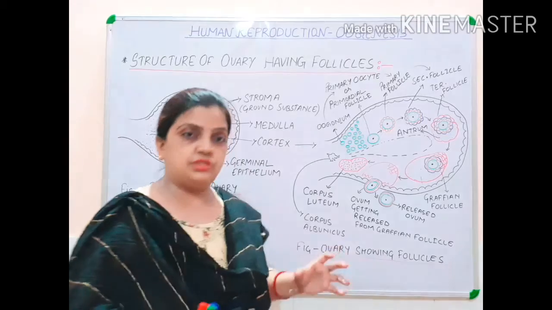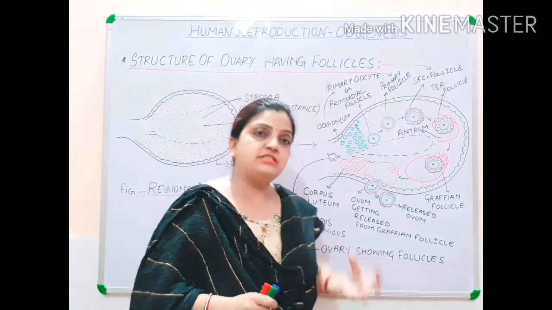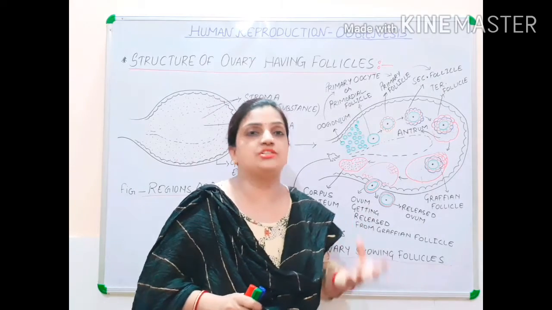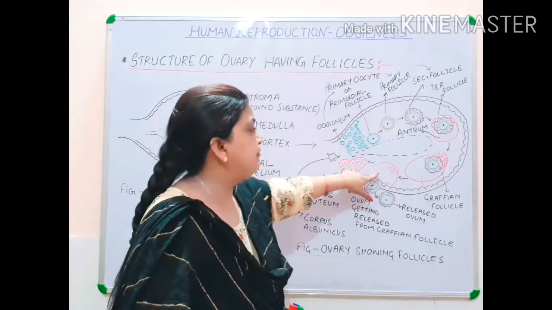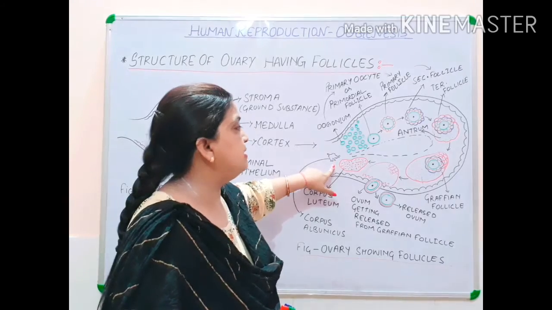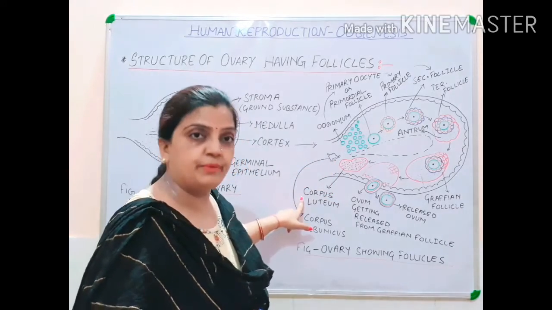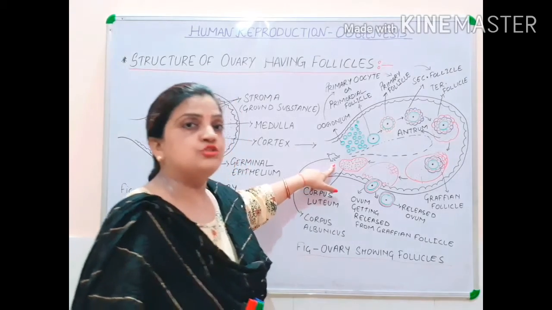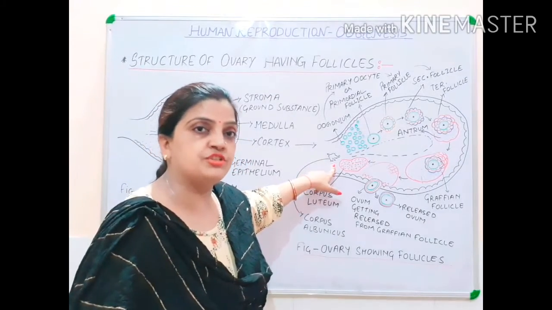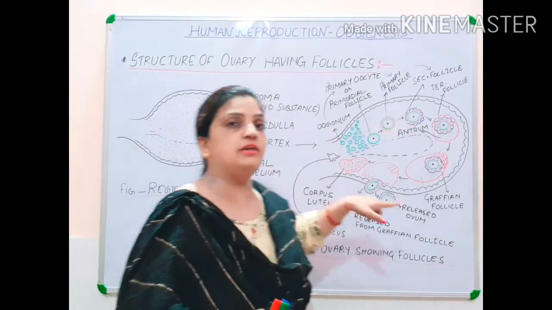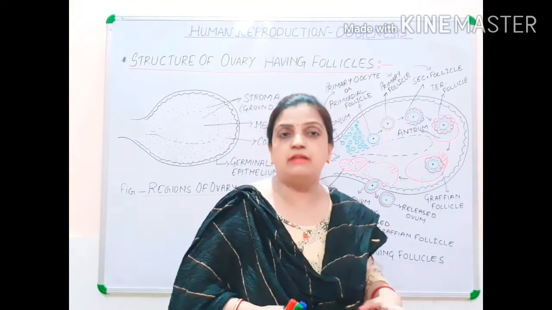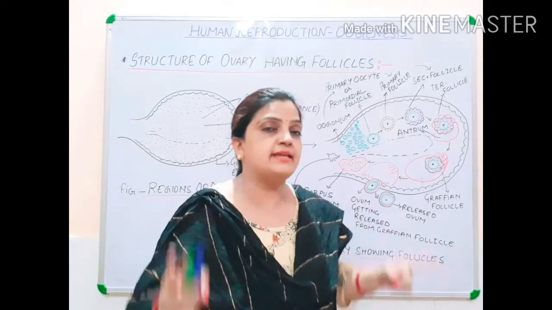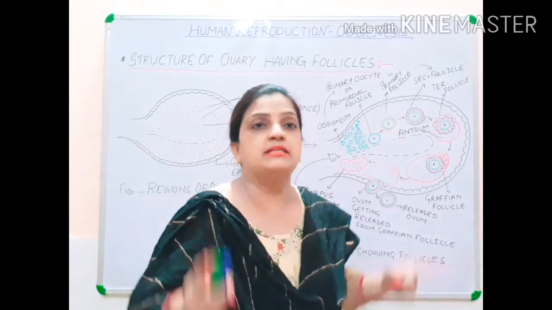This corpus luteum is responsible for the release of a hormone called progesterone. The Graafian follicle gets repaired and changed into corpus luteum, and this corpus luteum is responsible to secrete the hormone progesterone. This progesterone is also called the pregnancy hormone, and it is utilized throughout the gestation period, throughout the pregnancy period.